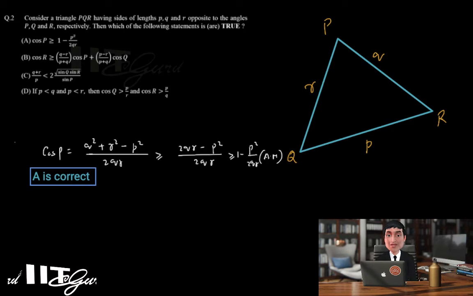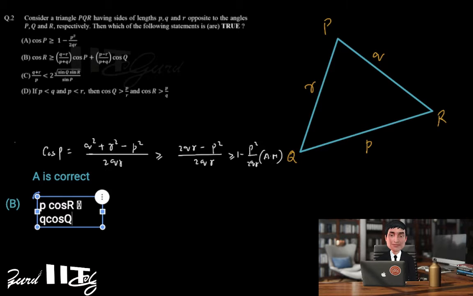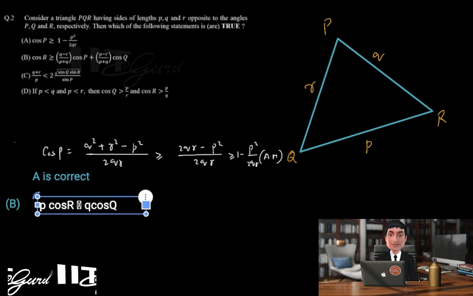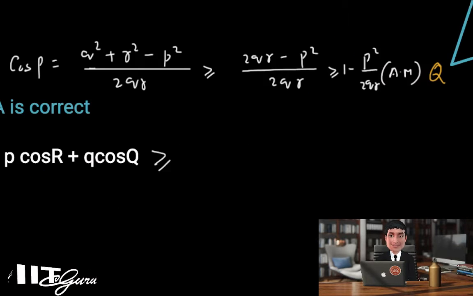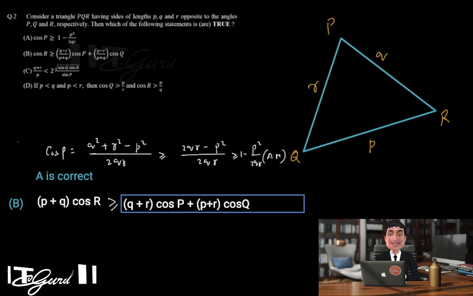A is correct. What about the B option? If we think about the B option, let's say P plus Q cos Q, P cos R and Q cos Q is always greater or equal to, we can say like this, greater or equal to P plus R cos Q.